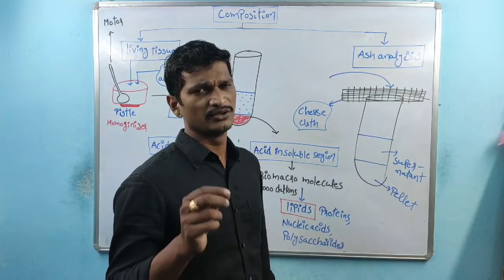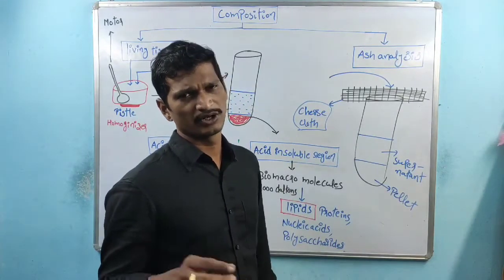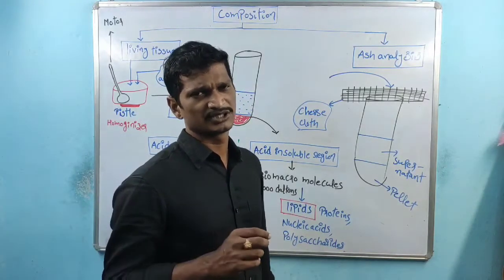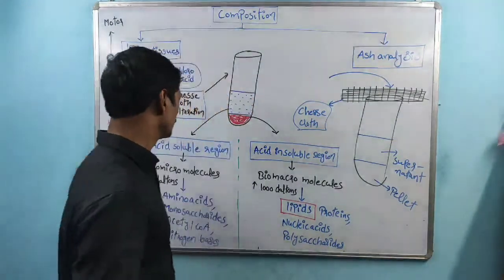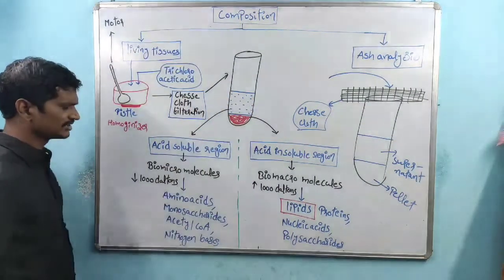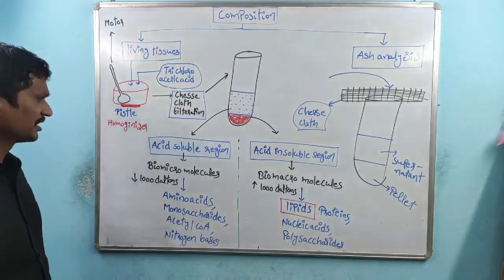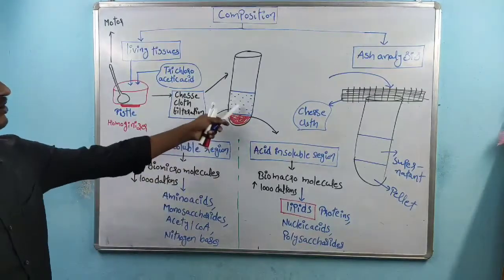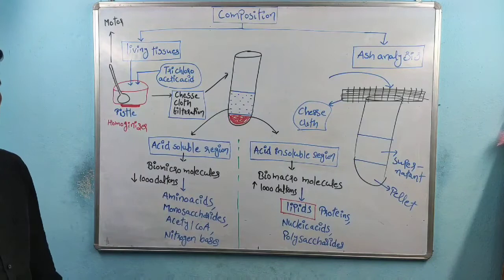The molecular weight is also low. So the presence of low molecular weight, very small size, means they are easily soluble, right? So that is about the acid soluble region, which contains these components. This is the upper side. The blue color region here indicates the acid soluble region.